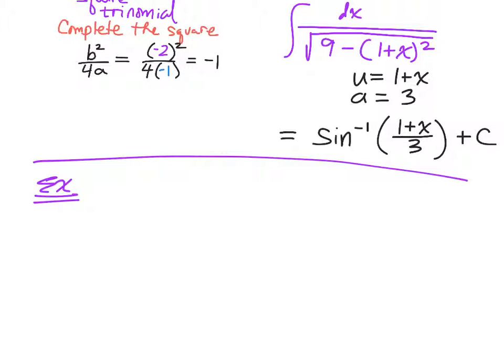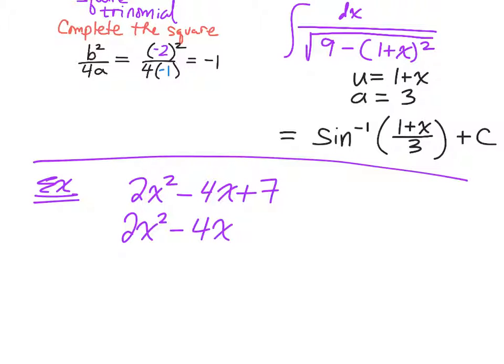So let's say you have 2x squared minus 4x plus 7. And I want to write that in binomial form. So that means that I'm looking at 2x squared minus 4x, and then I'm going to have the sum of two values that need to result in a 7.